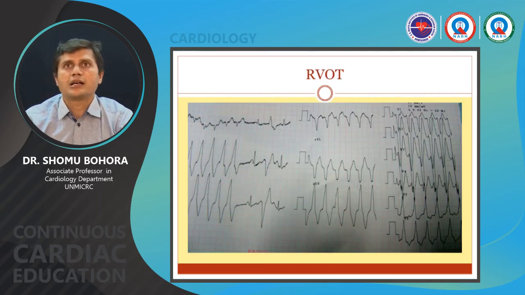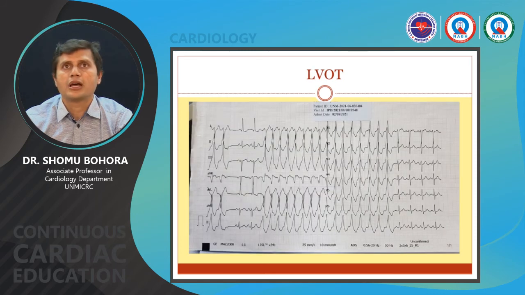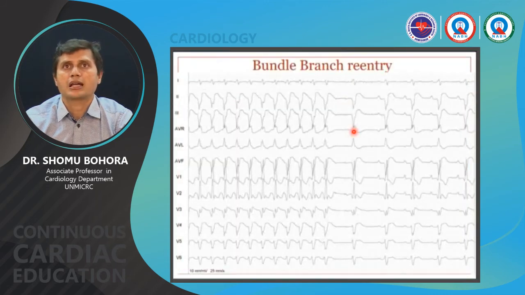A patient who has an LBBB with inferior axis, 2, 3, aVF positive, and 1, aVL and aVR negative suggests it to be an outflow tract ventricular tachycardia, RV outflow. If you have a positive in V1, it suggests to be a left ventricular outflow tract tachycardia.